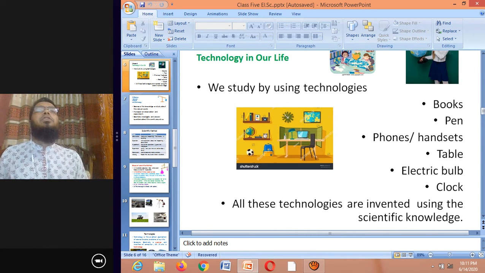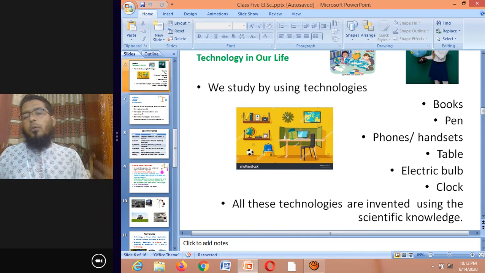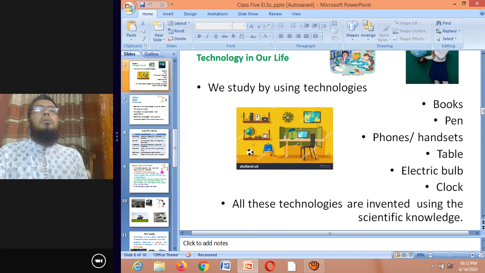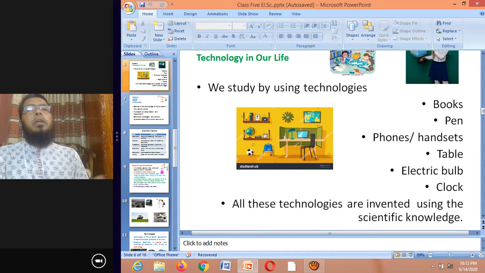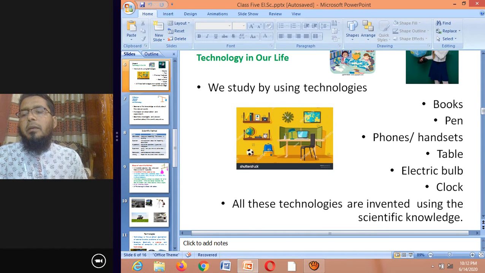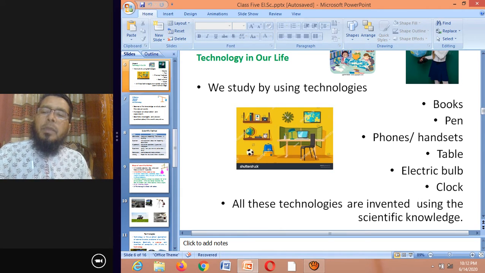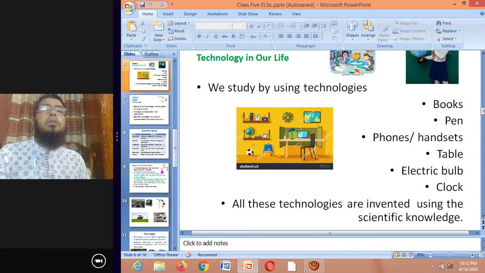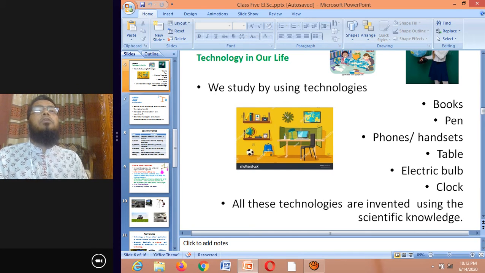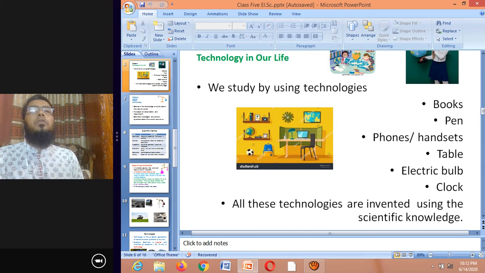Science is the knowledge of study about the natural world. I repeat, science is the knowledge or study about the natural world. In our natural world, many things are happening, many things have happened. We are doing many things. We are observing many things which are naturally done. So, science is the knowledge of that. It is based on the facts learned through observation and experimentation to describe and explain natural phenomena.